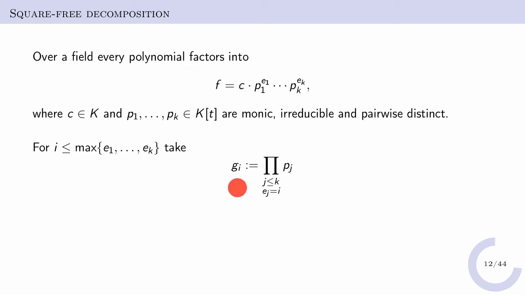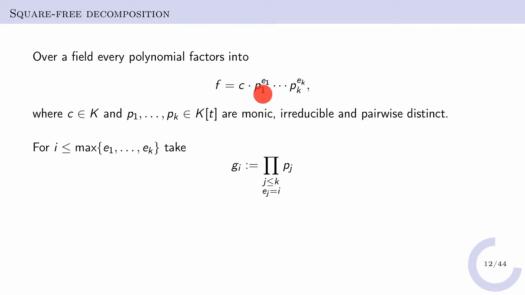We define Gi to be the product of these irreducible factors of f that have exponent i. So Gi is the product of all these pj's with exponent i. Observe that we do not have any exponent here. So Gi is a product of first powers of these irreducible polynomials. So in particular, Gi is square-free itself.